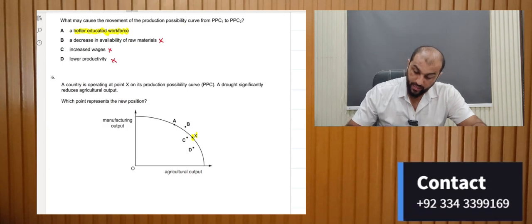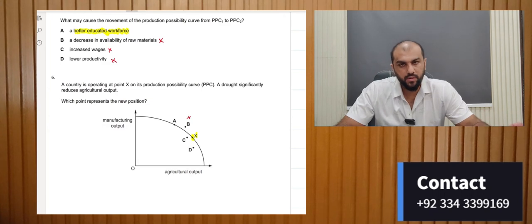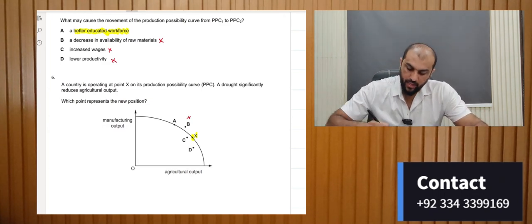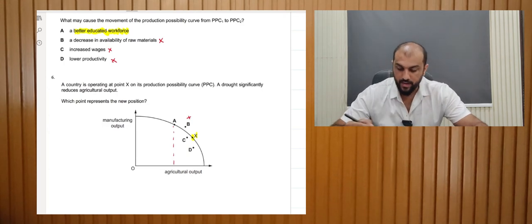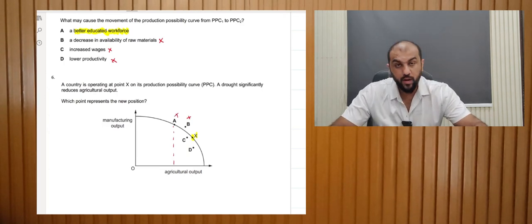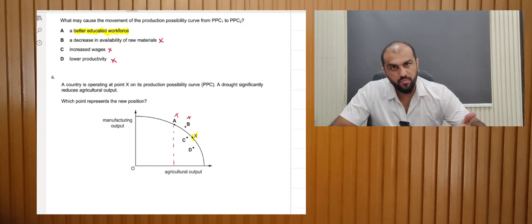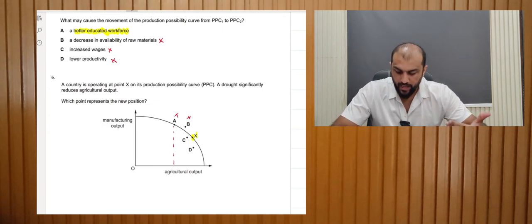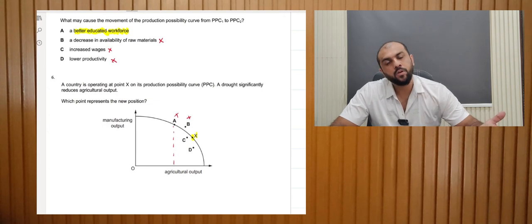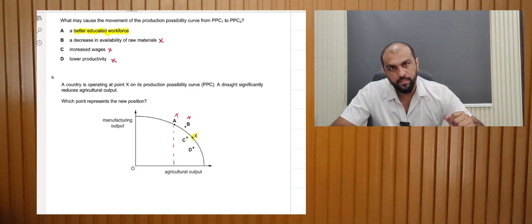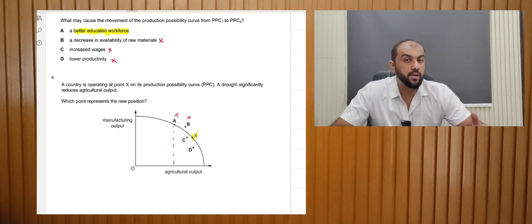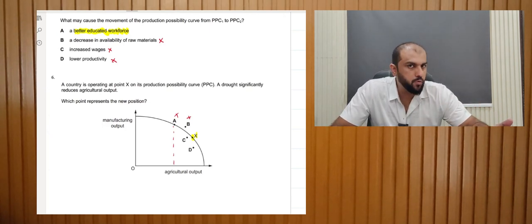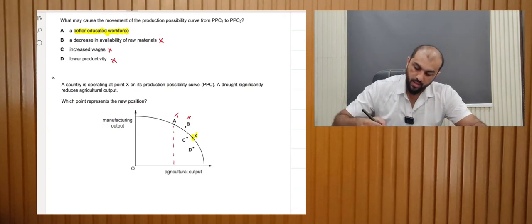Looking at B and A, B is totally impossible because it's beyond the PPC curve. And looking at A, we are actually reducing the production of agricultural goods. But A is also incorrect because this is showing a movement from point X to A, which means we are allocating more resources towards A. But in the situation, there is a drought. We are not allocating, but we are not able to produce more of agricultural goods.